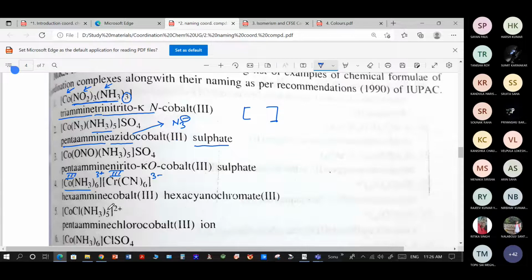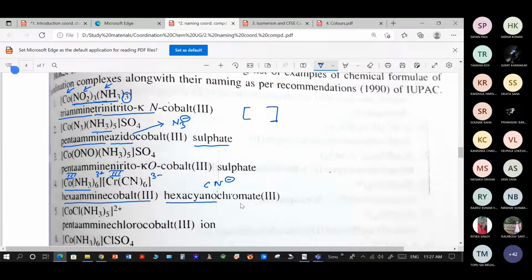So we have to name first the cationic part. So cationic part is then hexaamine cobalt 3. So this is the cation. And then what is the anion? Hexacyano, because cyano is CN minus. So this is not cyanide; cyanido or cyano, you can write down. And then you cannot write down here now chromium and then 3.